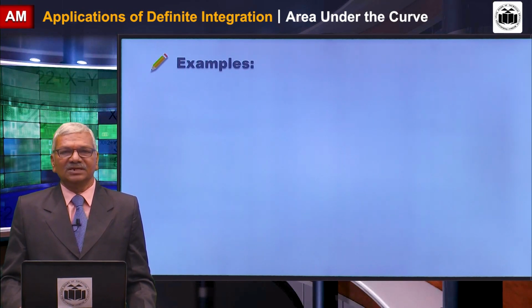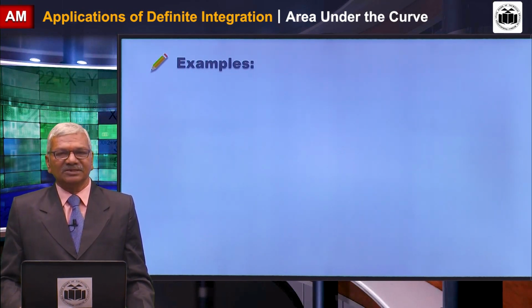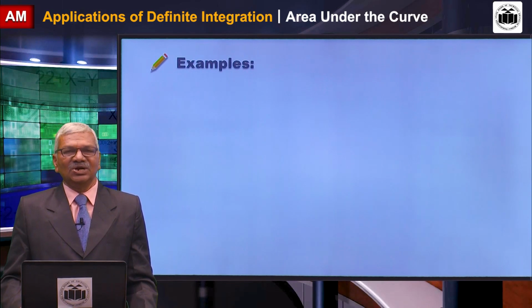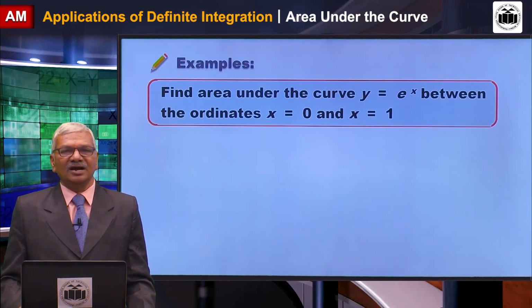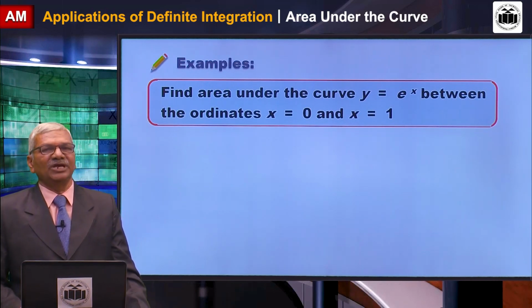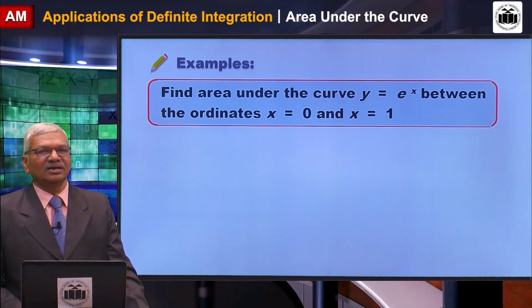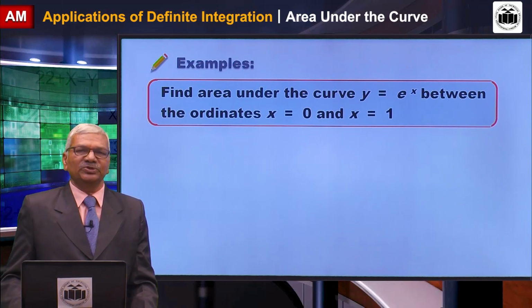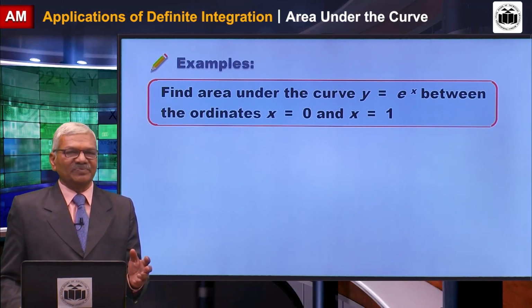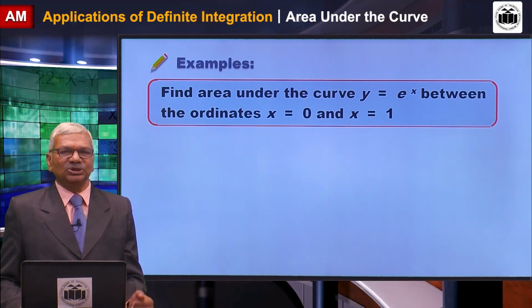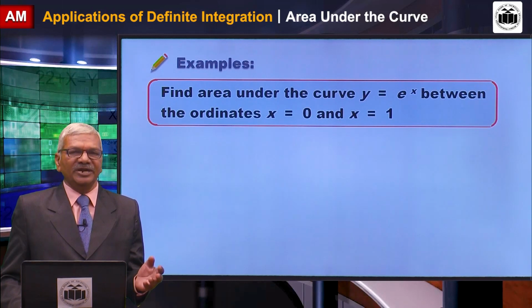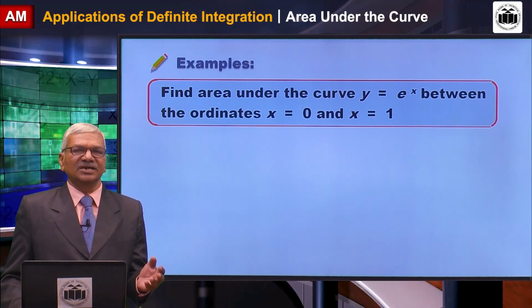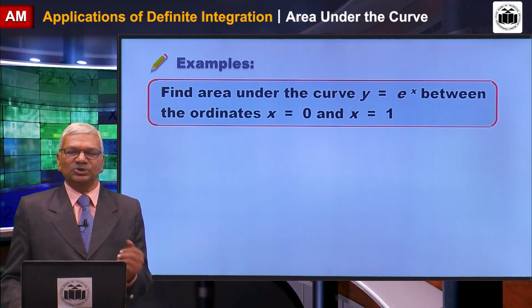So students, let us have some examples. First, we will see a very simple example, that is, find area under the curve y equals e raised to x between the ordinates x equals 0 and x equals 1. If you observe in this example, the function y equals e raised to x is given. The ordinates, meaning the limits of integration, are given, that is x equals 0 and x equals 1.